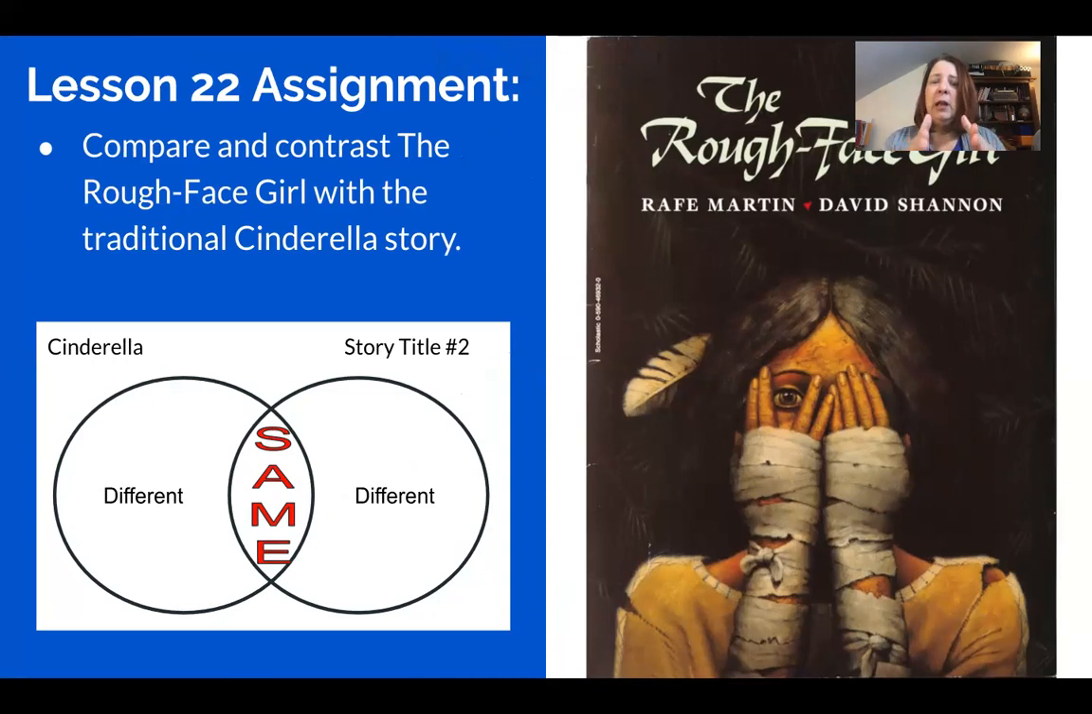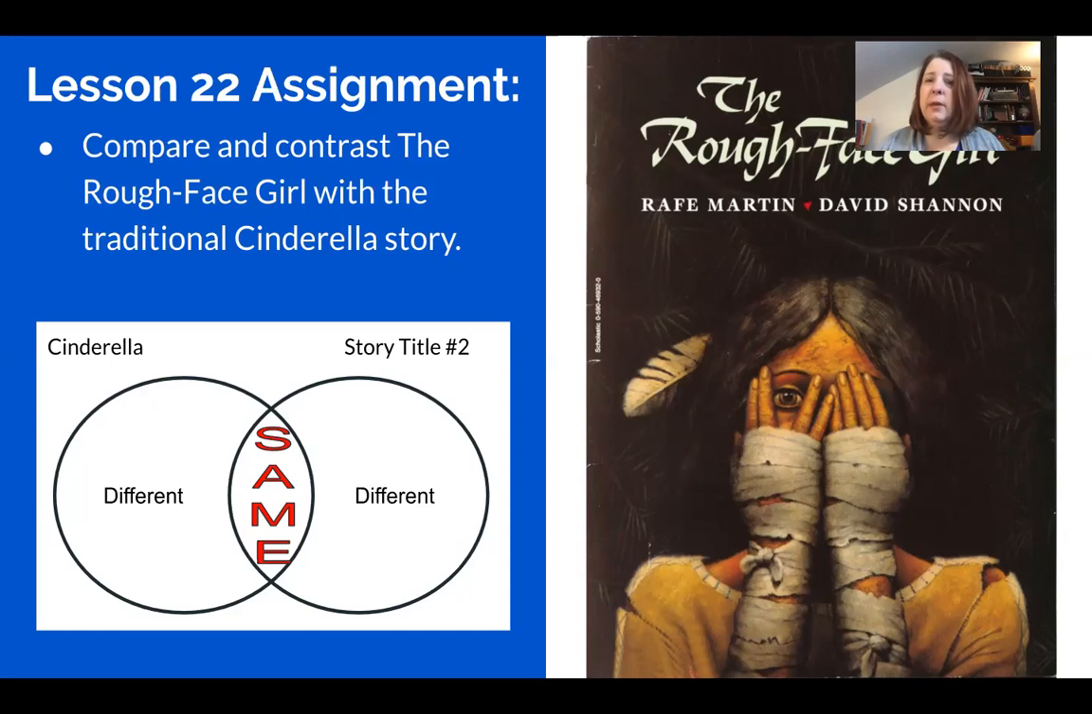How is this Cinderella then identified as being the correct character? Well, the mean and cruel sisters couldn't pass the test, could they? They were asked questions by the invisible being's sister, and they didn't know them. But this Cinderella, or this rough-faced girl, did because of her kind and giving and generous heart. So you're going to see some of those differences. Remember, there is a very present father. There is no stepmother.